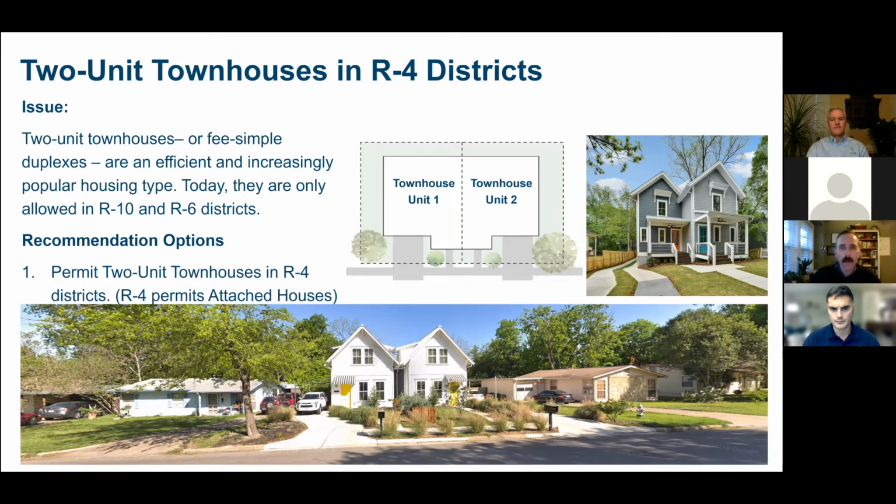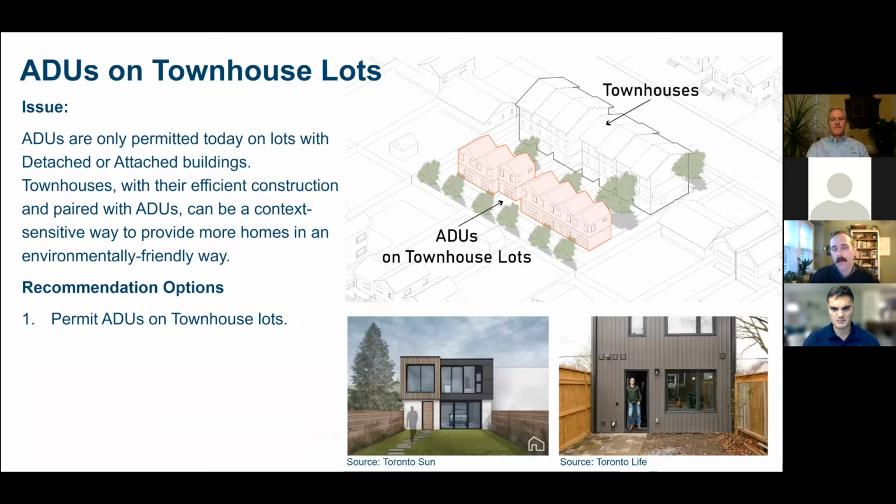So, accessory dwelling units. With townhouse developments increasingly common in Raleigh, this text change would propose to allow ADUs on those lots for the first time. Today, in a townhouse development, the developer is not allowed to include ADUs. A townhouse owner is not allowed to build an ADU in their backyard.